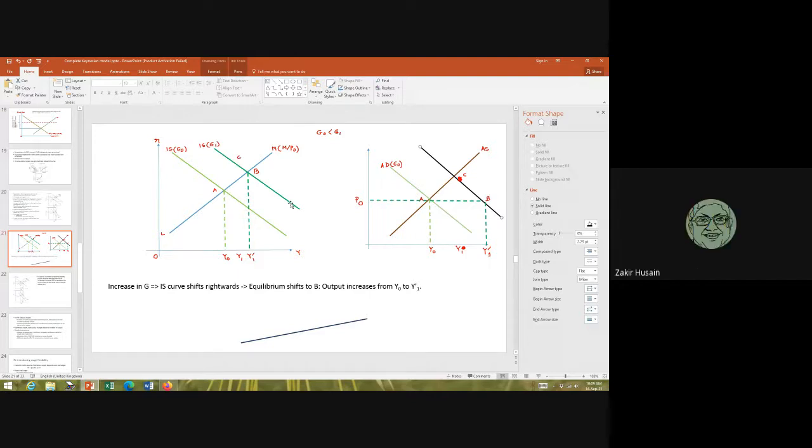Then the LM curve will change. How will it change? Leftward shift. Price is increasing, so the M by P1 ratio will fall. Exactly. So the curve will shift like this. Okay, so this is the LM curve for M by P1.